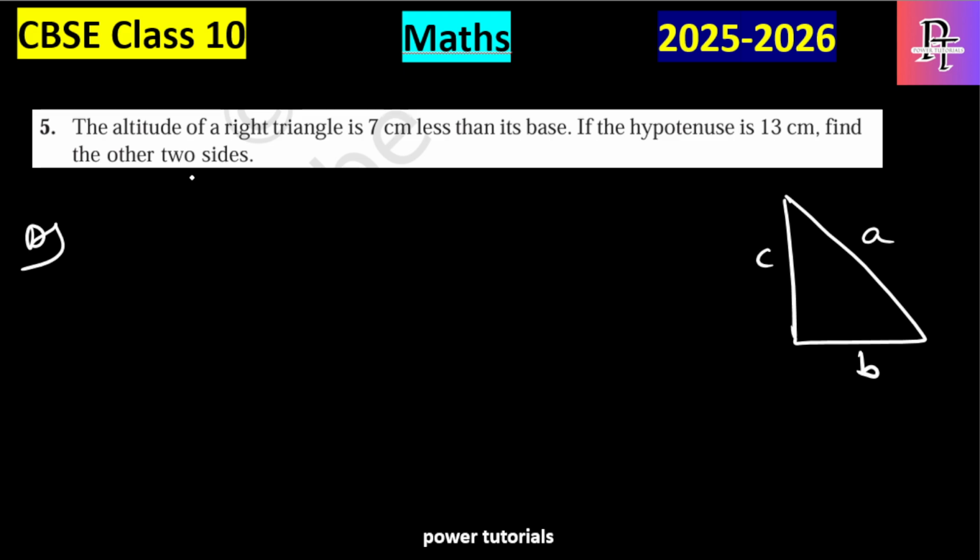Okay, now let's write the conditions. The altitude of the right angle triangle is 7 less than the base. Here the altitude I am assuming as c. So c is equal to 7 less than the base, b minus 7. And the hypotenuse is 13. They have provided the a value, which is 13 centimeters. Find the other two sides. They are asking to find the b value and c value. Okay, so what is the right angle triangle property? We have to say that using the Pythagoras theorem.